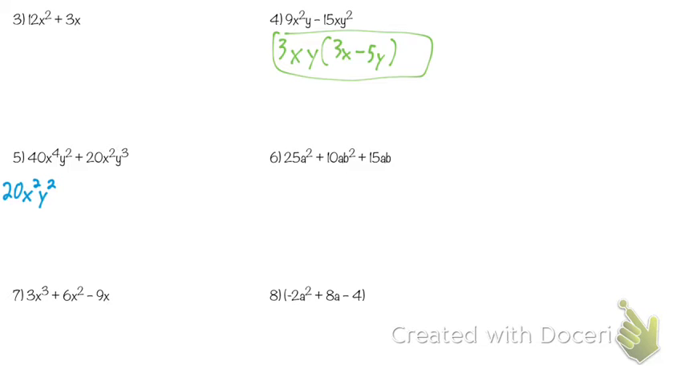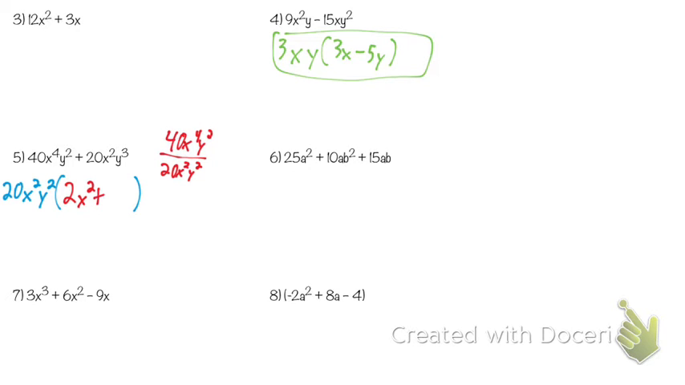Now we have to answer the question: what goes inside the parentheses? What remains? So we divide each one. 40x to the 4th y squared divided by 20x squared y squared. What is 40 divided by 20? 2. x to the 4th divided by x squared is x squared, because 4 minus 2. And then you don't have any y's.